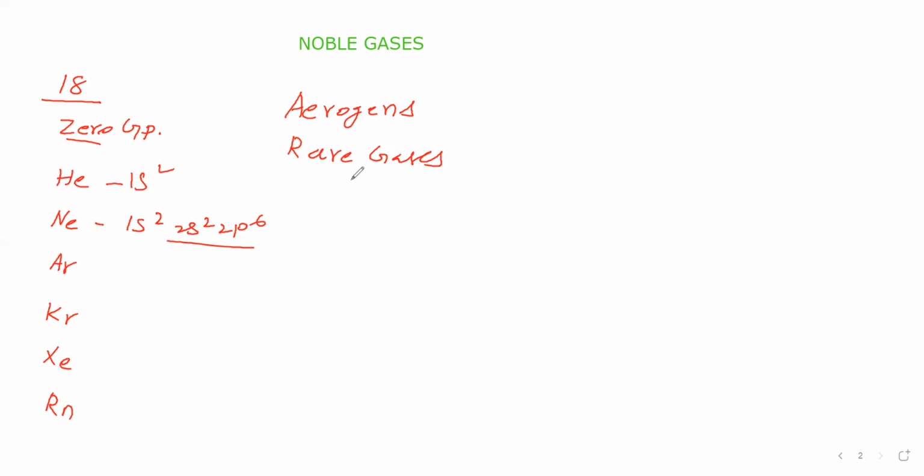conditions. Then xenon compounds were discovered. How were xenon compounds discovered? Bartlett conducted an experiment. He took oxygen gas and PtF6, platinum hexafluoride. He treated both and got the compound O2+ PtF6-. The color of the compound is red.